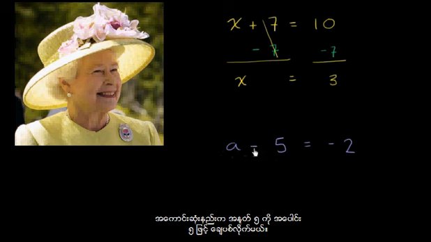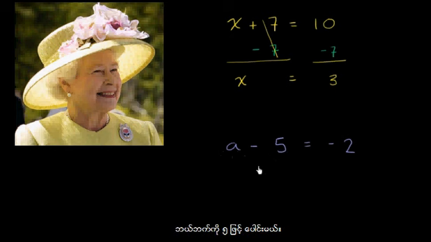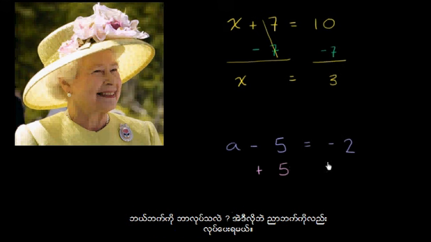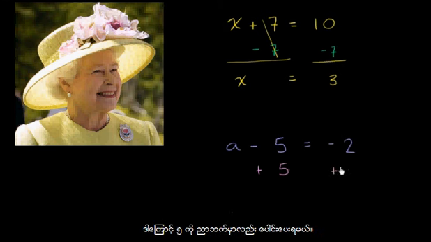Well, the best way of getting rid of a negative 5 is to add 5 to it. So I'll do that. So I will add 5 to the left-hand side. But if I want the left-hand side to stay equal to the right-hand side, whatever I do to the left, I have to do to the right. So I'm going to have to add 5 on the right-hand side as well.